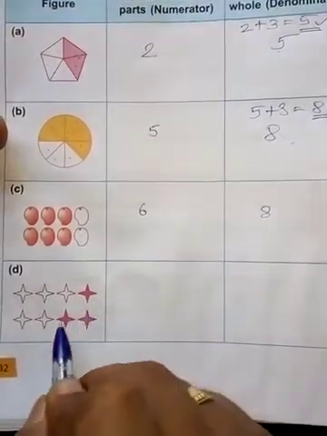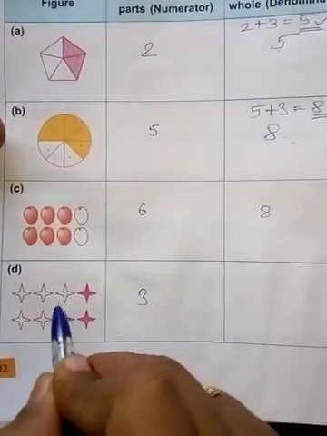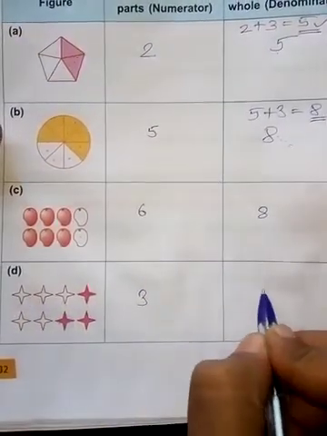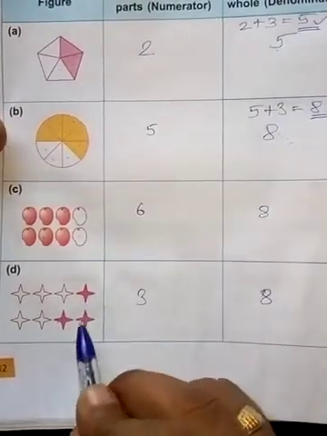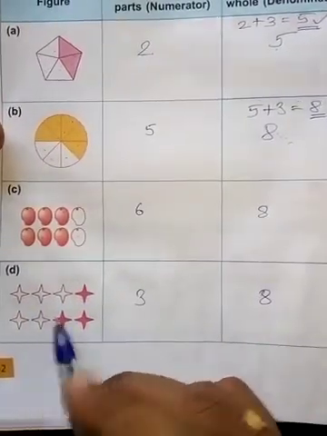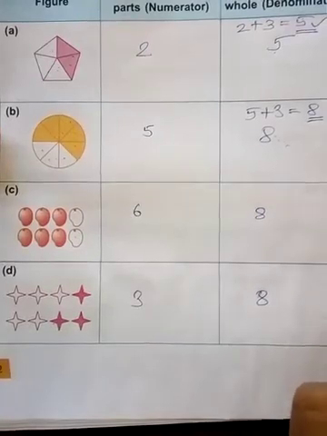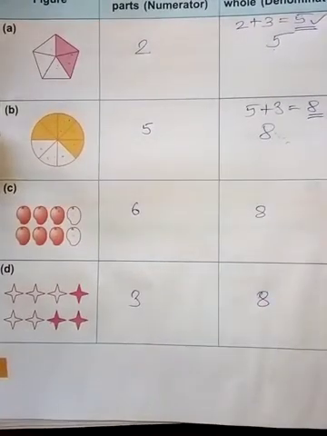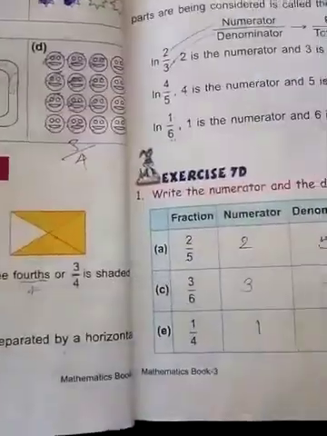Understand? Here is 1 2 3, 3 parts shaded, and total how many? 8 parts are there, not shaded. 1 2 3 4 5 6 7 8. Therefore the fraction is 3 upon 8. In this way we have completed exercise 70.